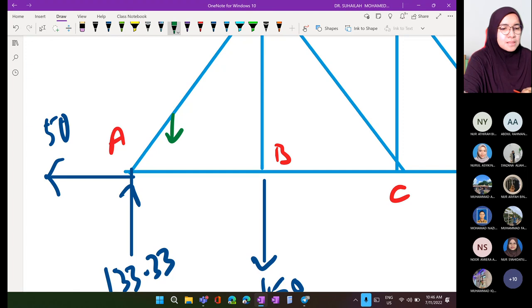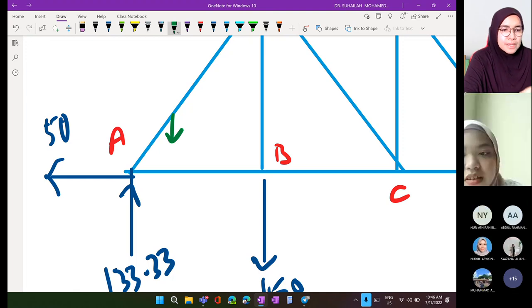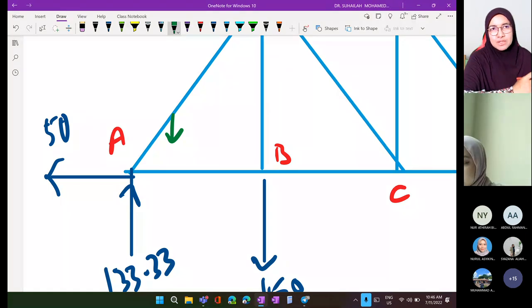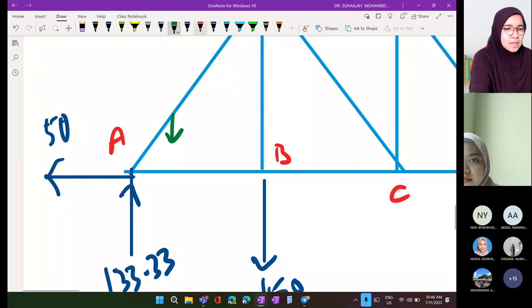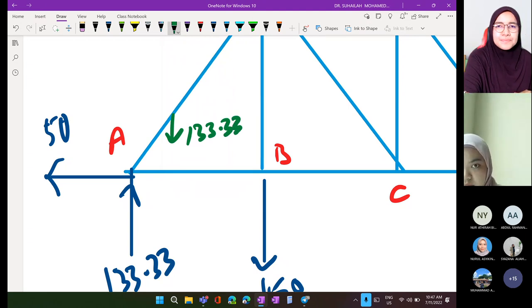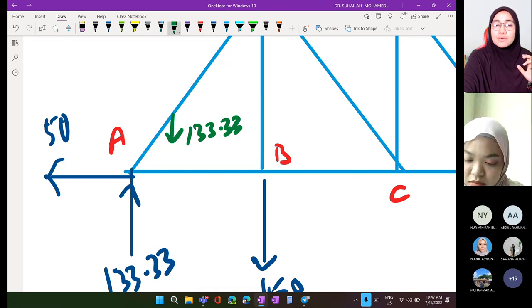Okay, balancing. One going up, one going down. The green arrow, the value is 133.33 because it has to balance. Total Fy is equal to 0. So this one, the green one, is 133.33, because we want to balance in X and in Y. Total Fy at A is equal to 0.